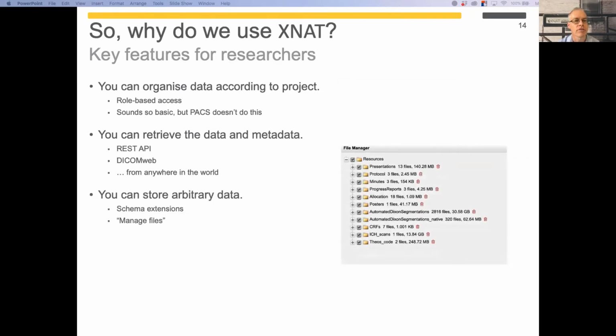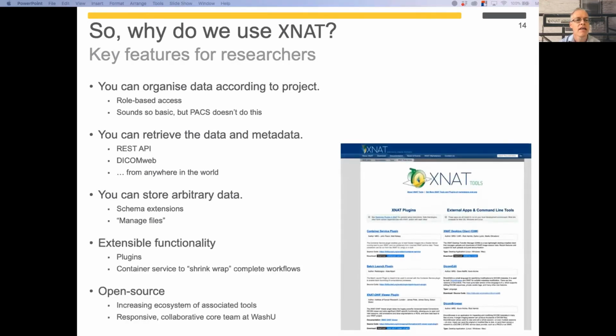You can store arbitrary data. You can augment the types of data that XNAT knows about natively with schema extensions. You can use the Manage Files option to store a whole host of supplementary data relevant to the study that you're doing. Then the extensible functionality of XNAT also includes plugins, a container service, and a whole ecosystem of associated tools. And I'd like to say at this point, what's also great is to have such a responsive and collaborative core team at WashU with whom we can kick ideas backwards and forwards for new tools.